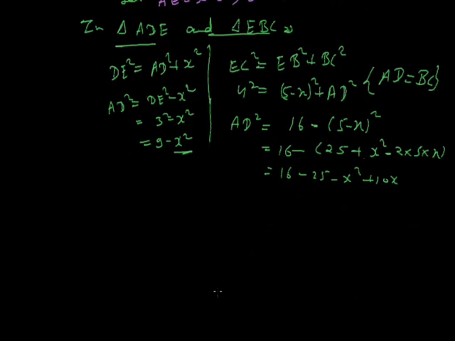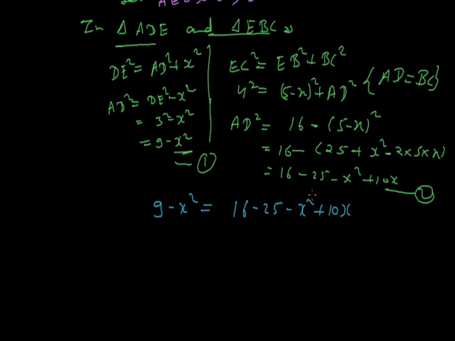So by both these we can denote that this is equation number 1, this is equation number 2. By equation number 1 and equation number 2 we can equate that both AD square are equal. So 9 minus x square is equal to 16 minus 25 minus x square plus 10x. So minus x square and minus x square will be cancelled out from both the sides, and we can equate that 9 is equal to 16 minus 25. 16 minus 25 is minus 9 plus 10x.